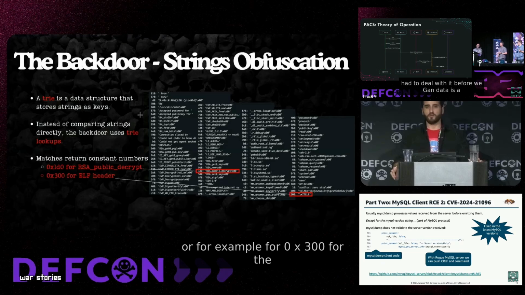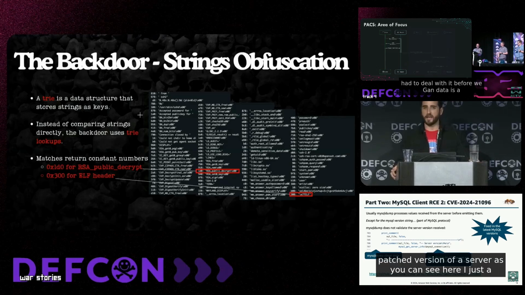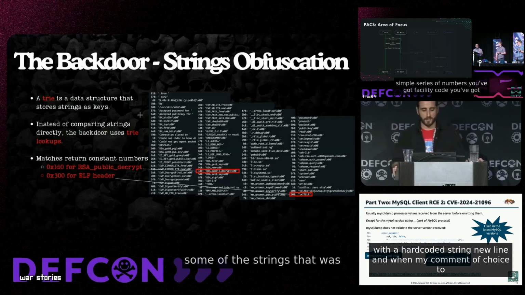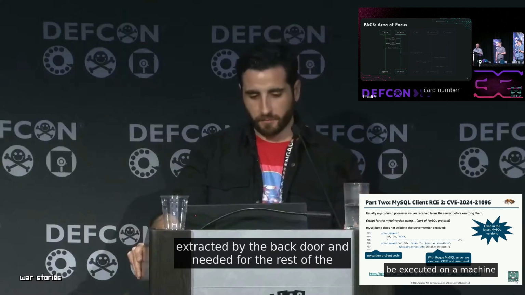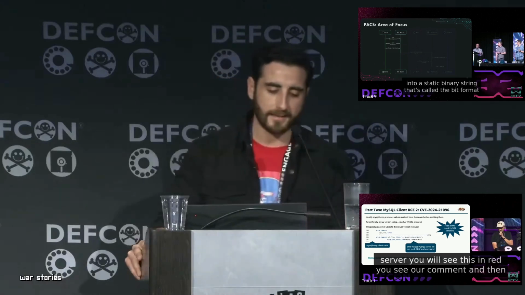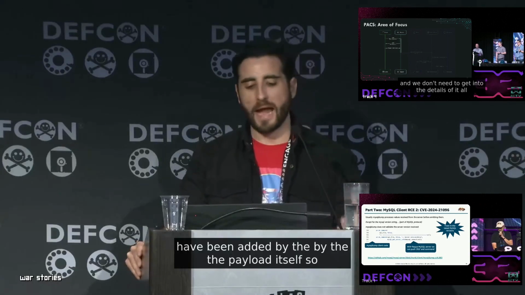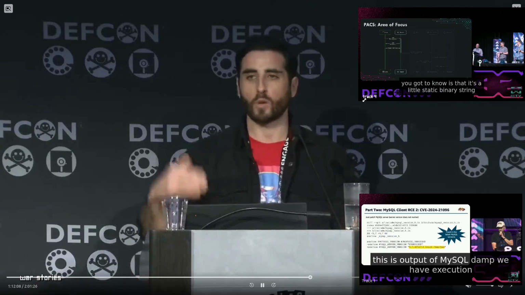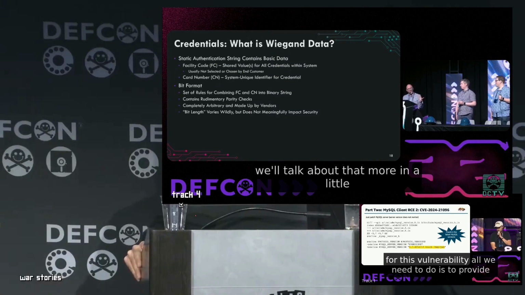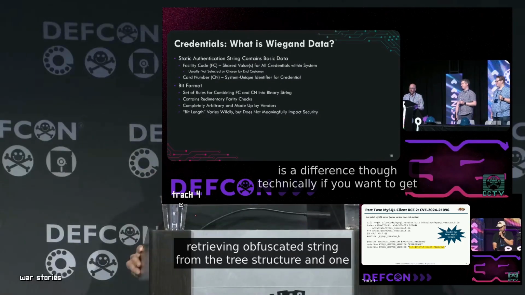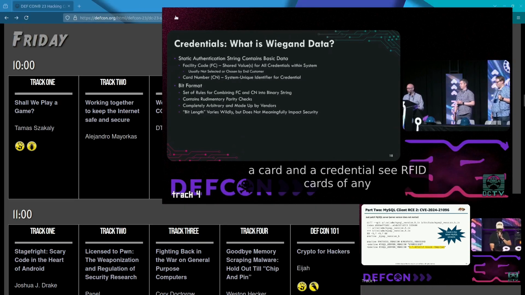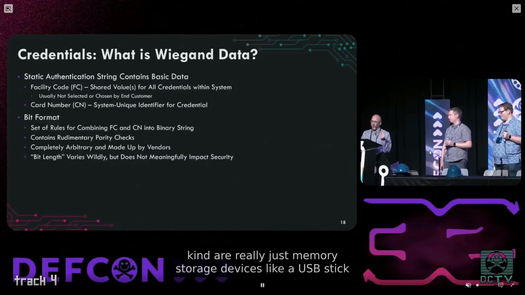So if you are familiar, it's kind of API hashing, where you are retrieving the function call based on a specific hash. And in that case, the payload is looking for some specific string. For example, 0x1d0 is for RSA public decrypt, which is one of the hooked functions, or for example 0x300 for the ELF header, which is used for the deployment mechanism as well. And you have some of the strings that were extracted by the backdoor and needed for the rest of the execution.